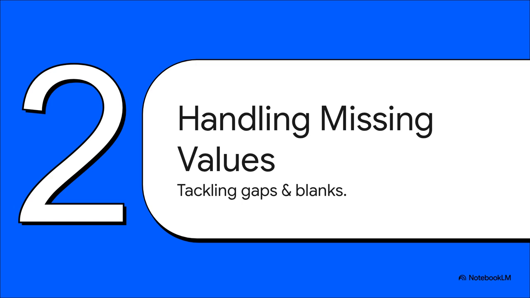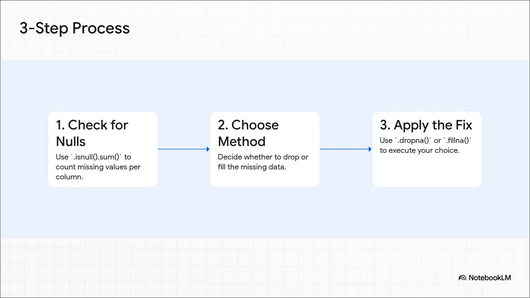Okay, time to roll up our sleeves and tackle the number one problem you're going to run into: missing data. We're talking about those empty cells, those NaNs that just pop up and can completely throw off your calculations. So the trick is to have a system. It's a pretty simple 3-step process. Step 1, you hunt down the nulls using .isnull().sum(). That tells you where the problems are. Step 2, you have to make a decision. Choose your strategy. And step 3, you apply the fix using either .dropna() or .fillna(). See? Find it, decide, and fix it.